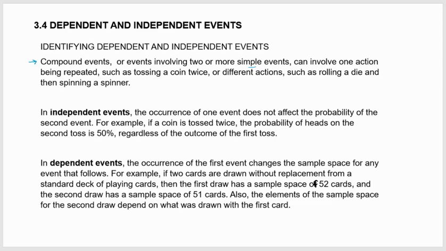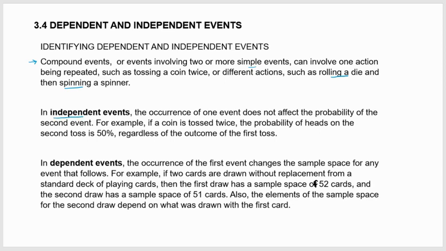Compound events, or events involving two or more simple events, can involve one action being repeated, such as tossing a coin twice, or different actions such as rolling a die and then spinning a spinner. So we'll be looking at those kinds of events put together. And then from that, we're going to see, are they independent or dependent?